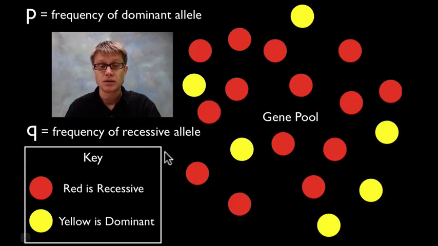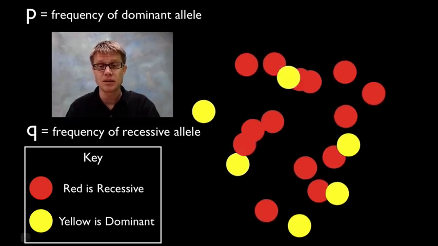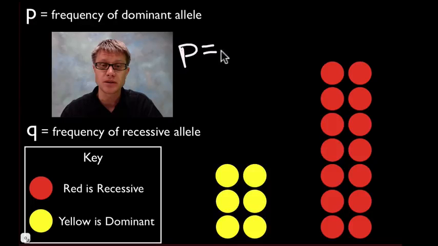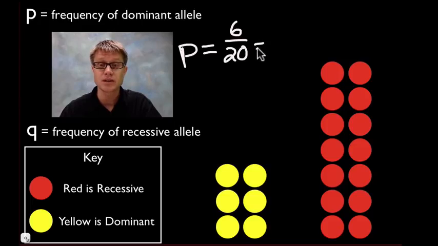and Q is going to represent the frequency of the recessive allele. It's kind of hard to count these, so let me stack them up so we can look at them. Basically, P is going to be the frequency of the dominant alleles. And what was dominant? Remember, the non-red genes are going to be dominant. So if I count those, there are 6 of those non-red alleles divided by a total of 20 alleles, and so that's going to be 0.3.